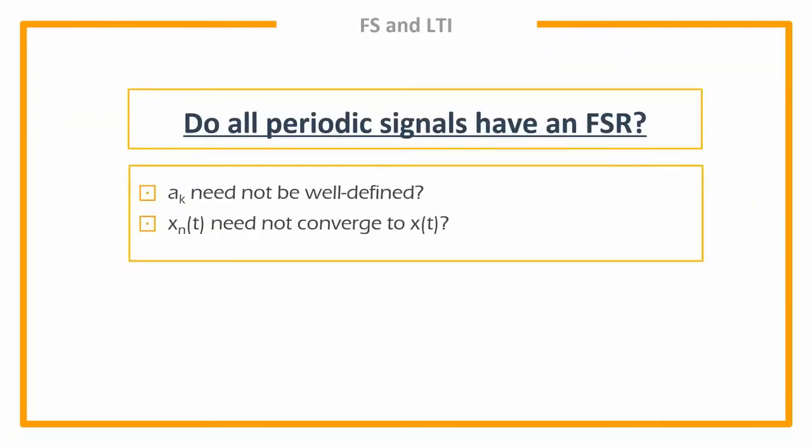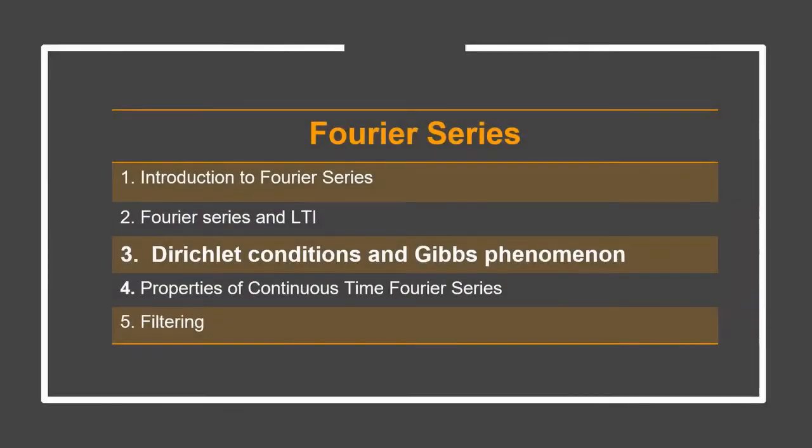Do all periodic signals have an FSR? Well, there can be cases in which a k, the coefficients, need not be well defined or x n of t need not converge to x of t. What are these conditions? These conditions are discussed in the next subsection, which is Dirichlet conditions and Gibbs phenomenon.